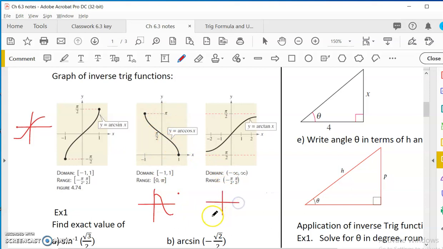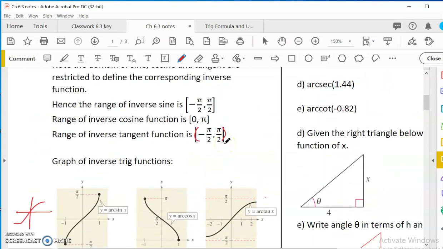And for the tangent function, it was like this, with the two asymptotes. After you switch it over, you have two horizontal asymptotes, and they go to infinity and negative infinity like that. Actually, there is a limit: when x goes to infinity, the inverse tangent function approaches pi over 2, and when x goes to negative infinity, the inverse tangent function approaches negative pi over 2.